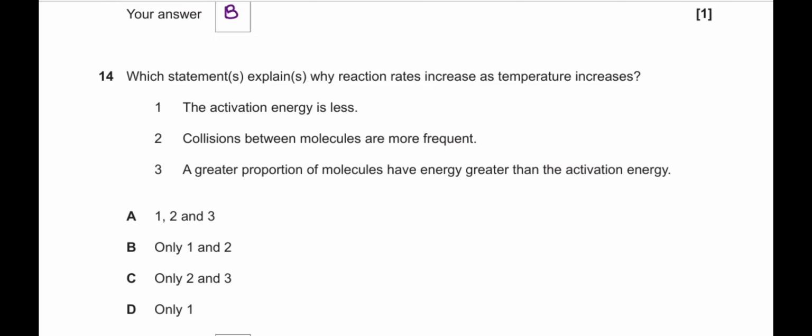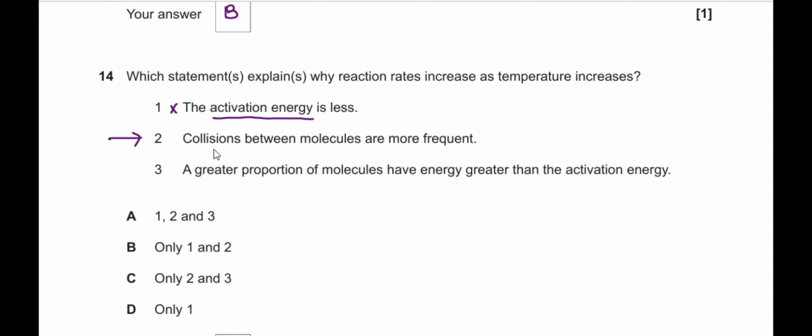Question 14. Which statements explain why reaction rates increase as temperature increases? Statement 1. The activation energy is less. That's not the reason, because when the temperature increases, activation energy required for a reaction does not change. It remains the same. It's only the number of molecules that have the required activation energy that changes, and therefore this is not the case.